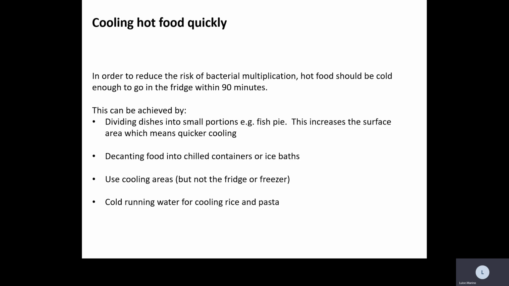It can also be achieved at home by dividing dishes into smaller portions. So fish pie, this increases the surface area, it means quicker cooling. Decanting food into chilled containers or ice baths, using cooling areas but not the fridge or the freezer, so having a cold place within a food production area, or running cold water for cooling rice and pasta.